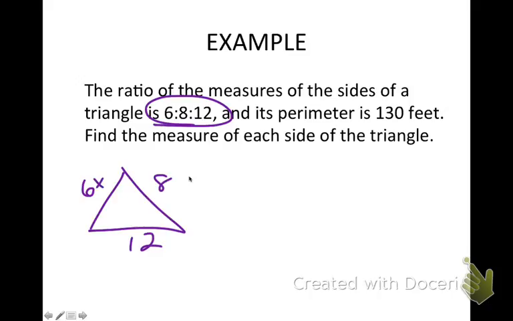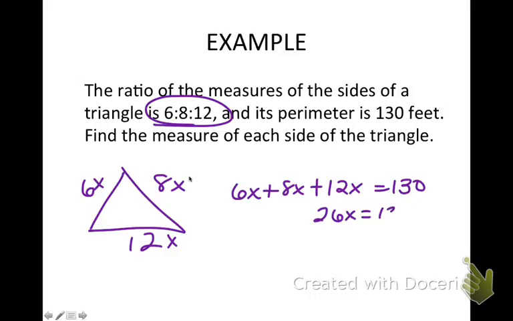So in algebra, when there's something that we're looking for that we don't know what it is, we use a variable. In this case, we'll use x. So let's set up an equation. 6x plus 8x plus 12x equals 130. Combine like terms. 26x equals 130. So x is, huh? Nothing. You okay? So that gets us to 5 is my multiplier.